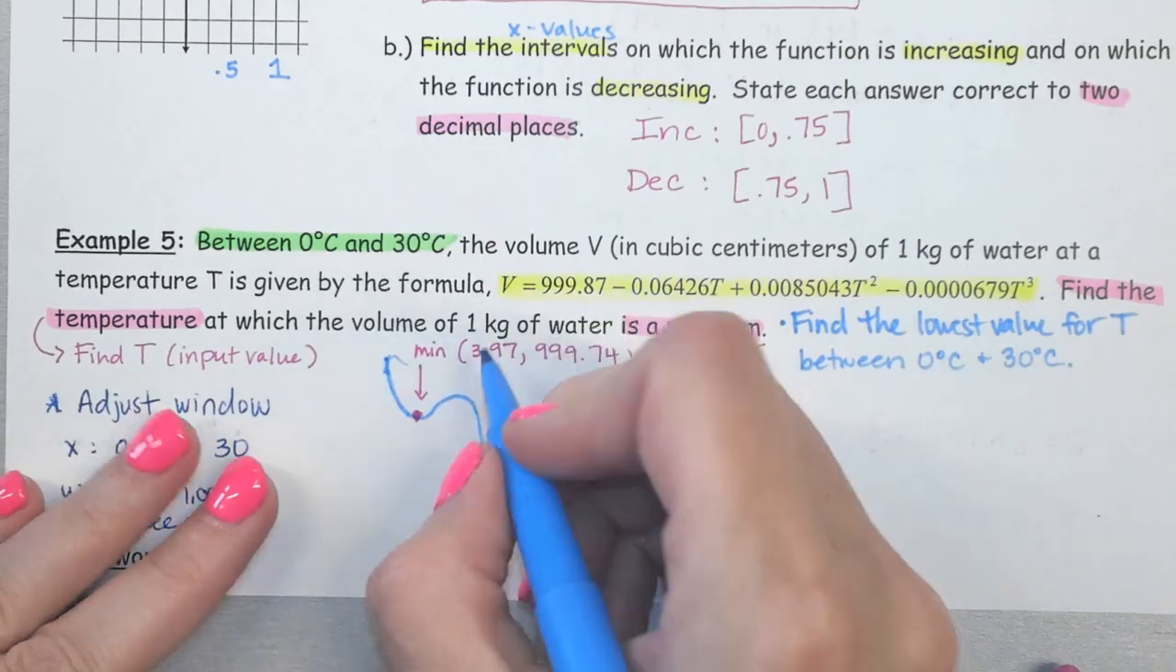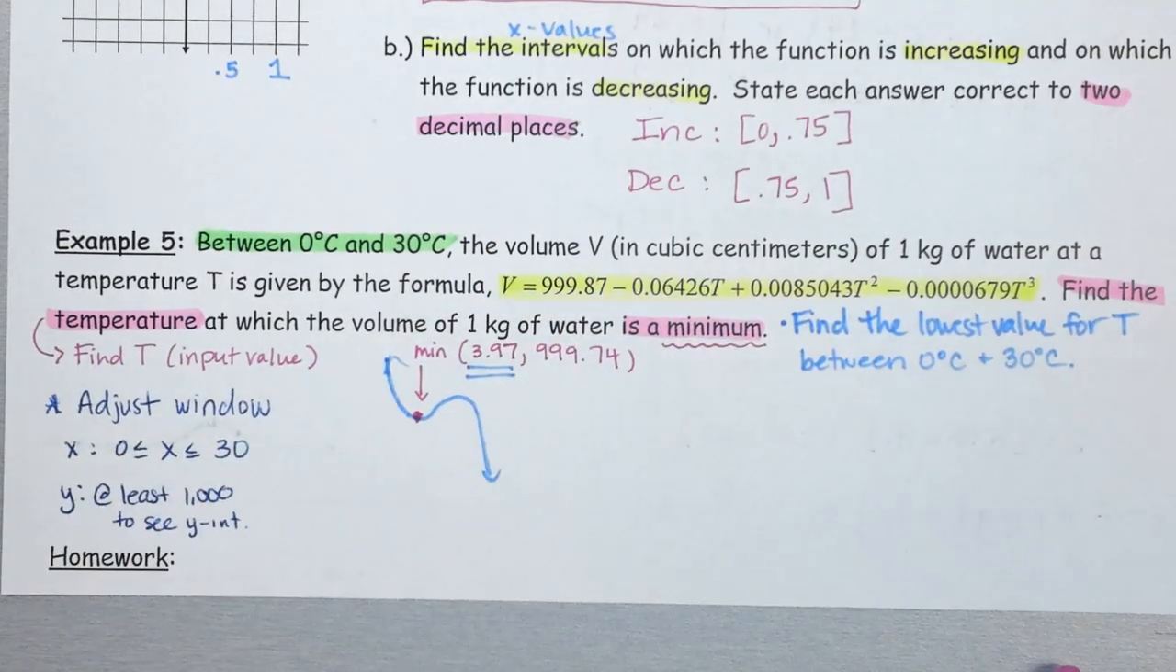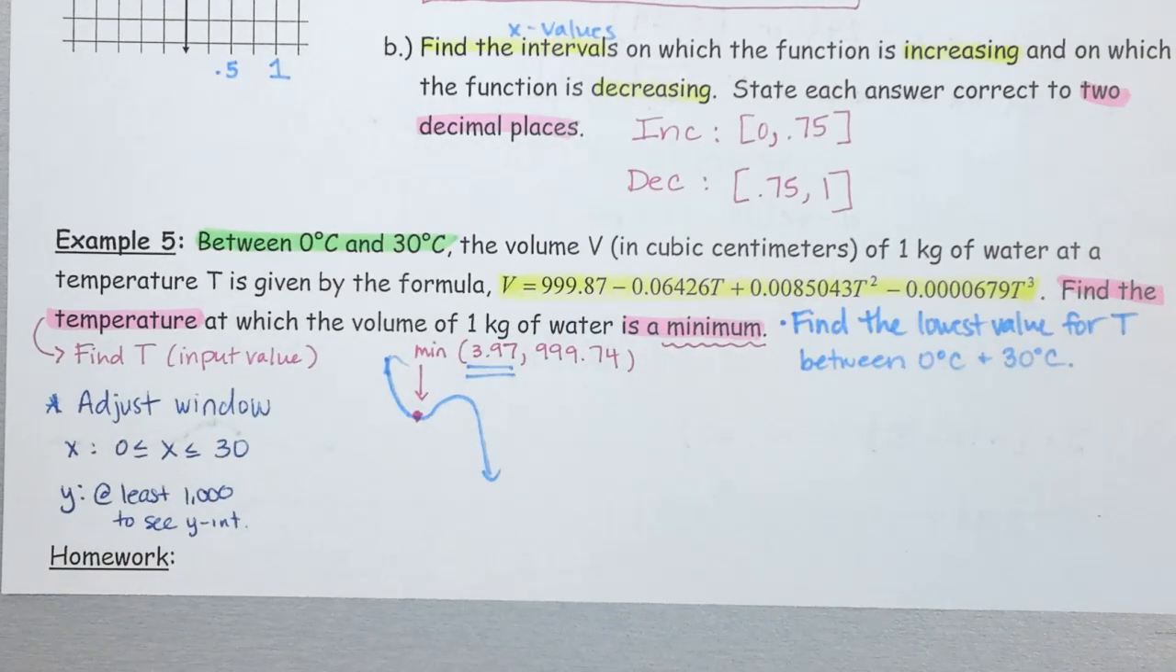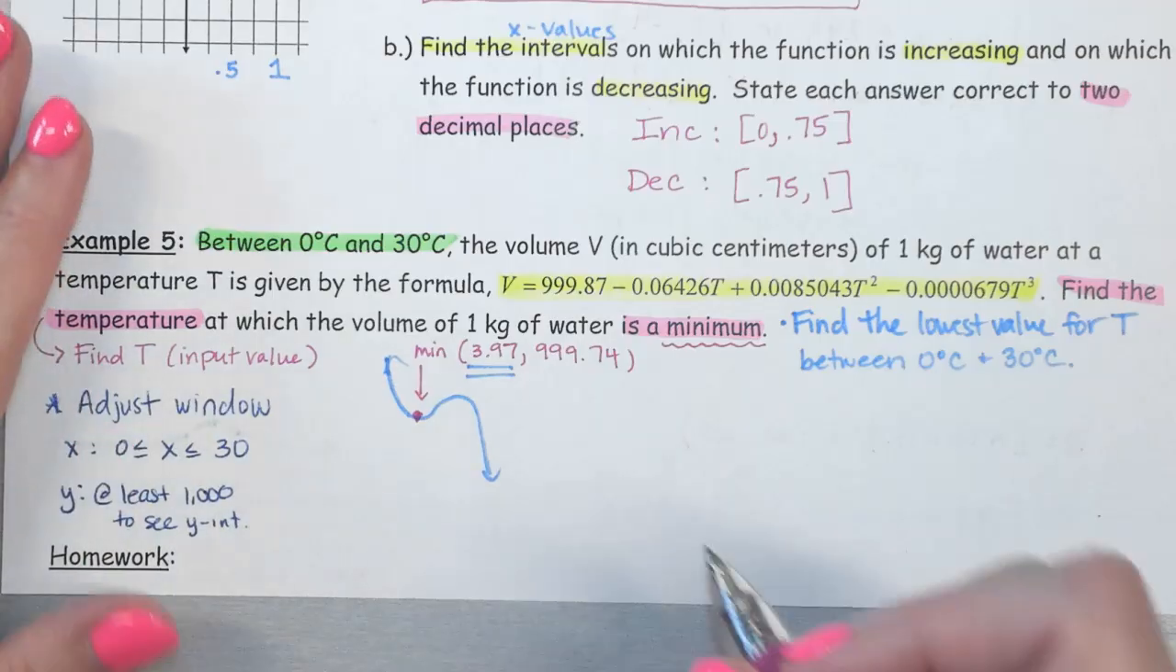So we talked about how that's going to relate to your x value. Okay, in other problems, they might ask you for an output. They might ask you for the maximum volume or the minimum volume. So you're going to have to interpret what they're asking for in the context.